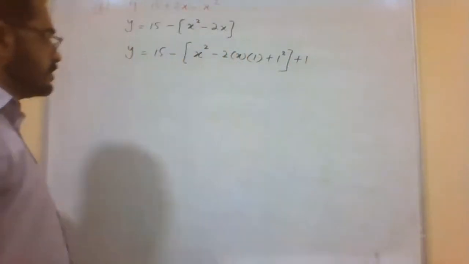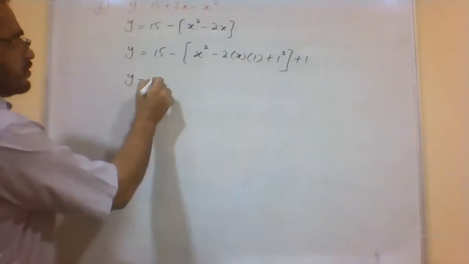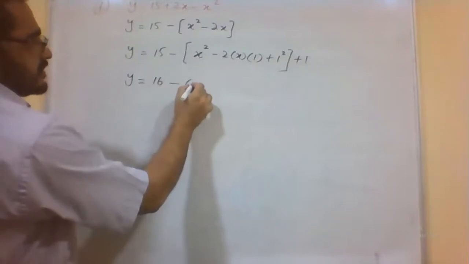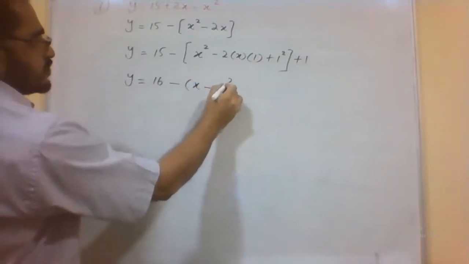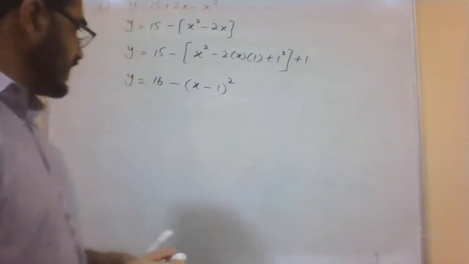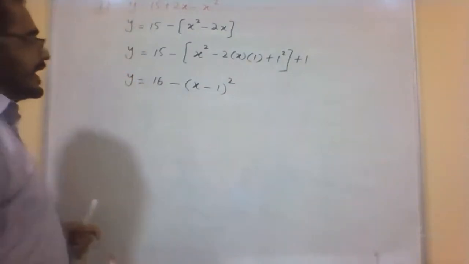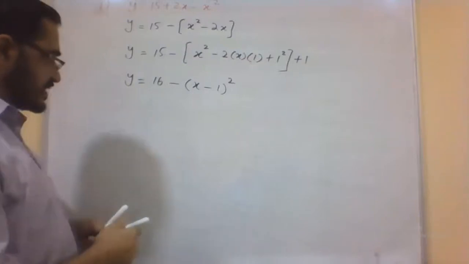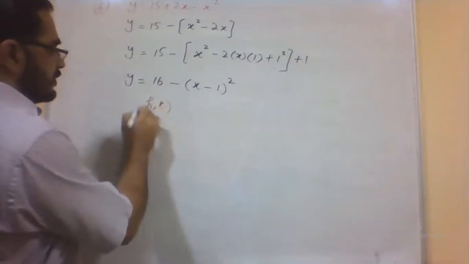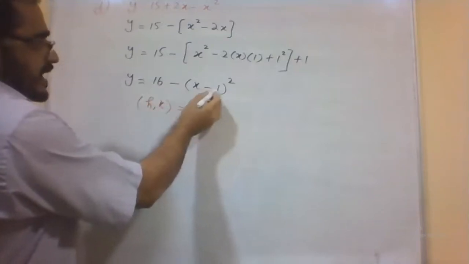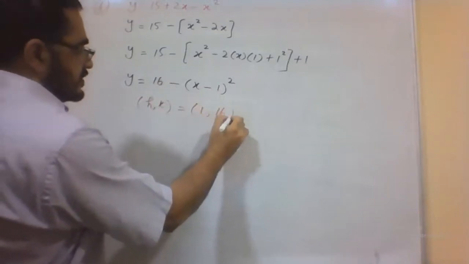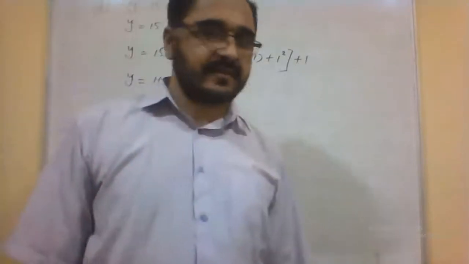Now y is equal to 15 plus 1, that is 16, minus, inside the bracket, the perfect square x minus 1 whole square. This is the form a into x minus h whole square plus k. Here the turning point is (h, k). H is 1 and k is 16. The turning point is this one.